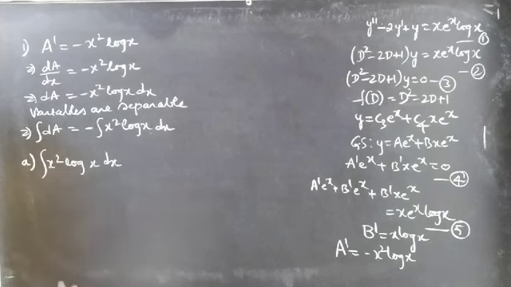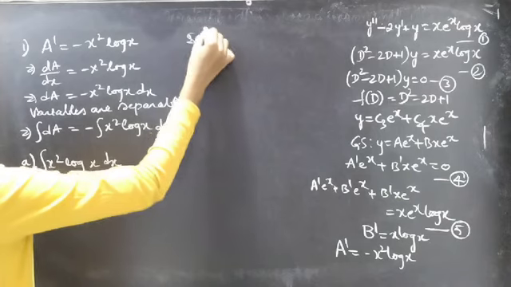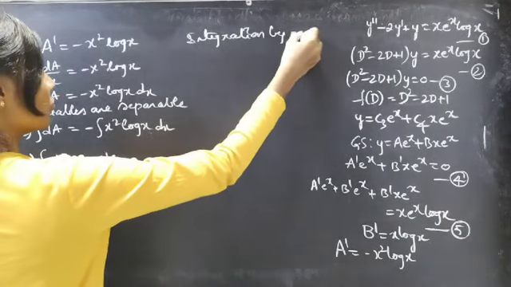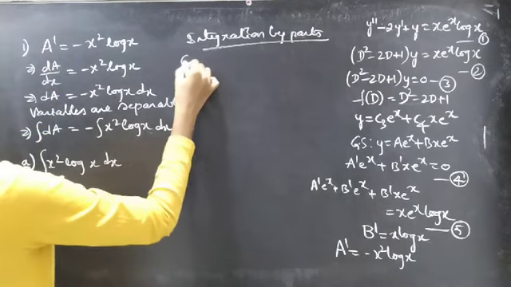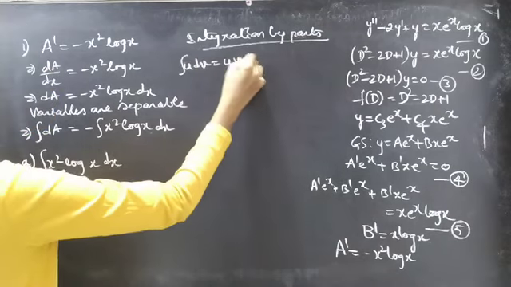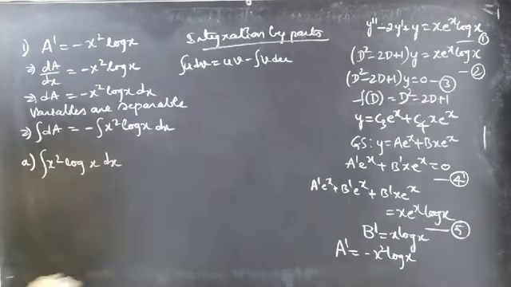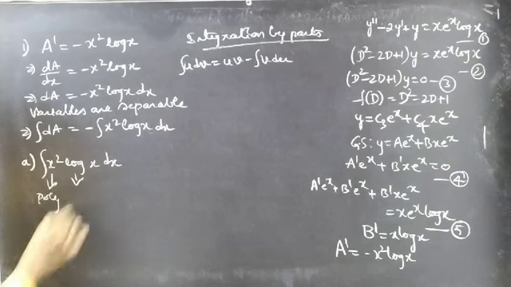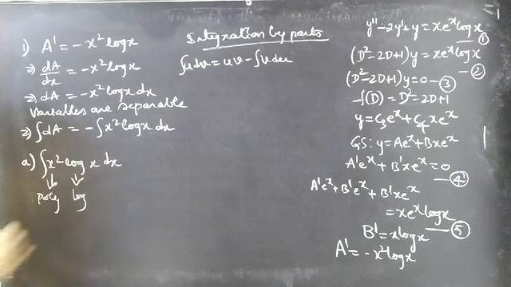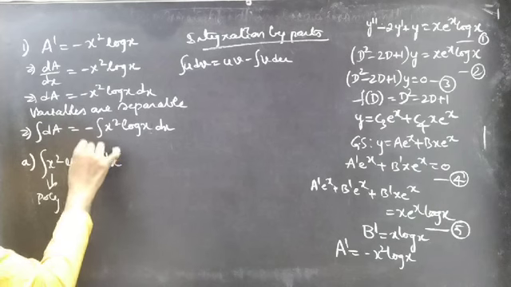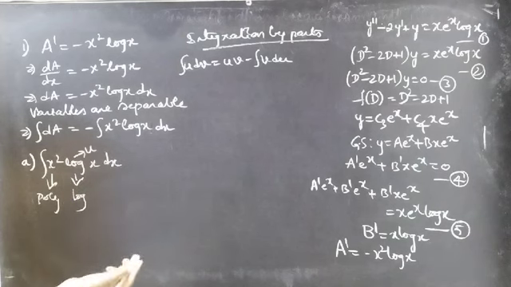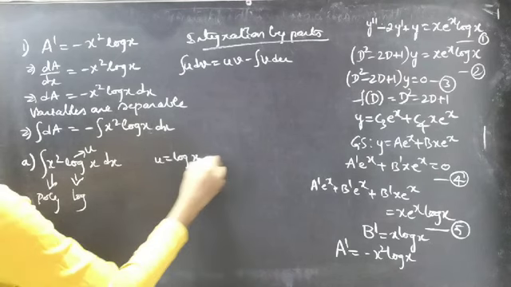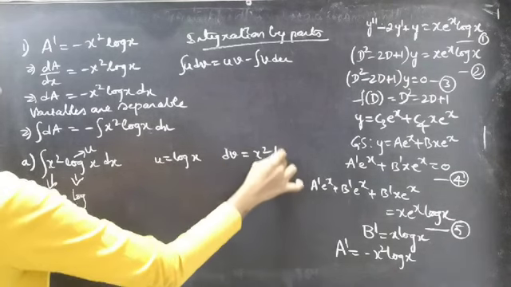Here we are going to apply the integration by parts formula. Integral u dv equals uv minus integral v du. Here the integrand is a product of a polynomial function and a logarithmic function, right? Let's take the logarithmic function as u and x square dx as dv. Okay, we have u equal to log x, dv equal to x square dx.